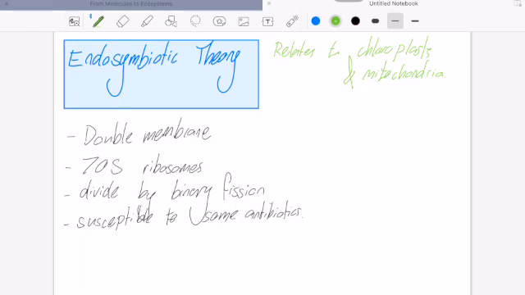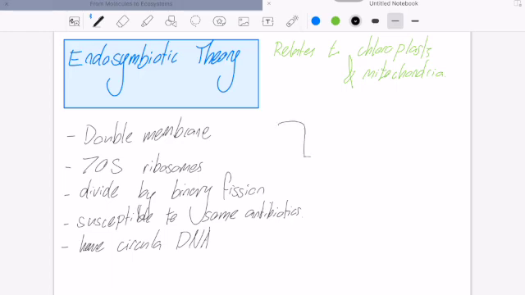Now, in addition, one more piece of evidence states that they have circular DNA. It is not protein related, so there are no histones or whatnot. Now, these are all pieces of evidence for endosymbiotic theory.